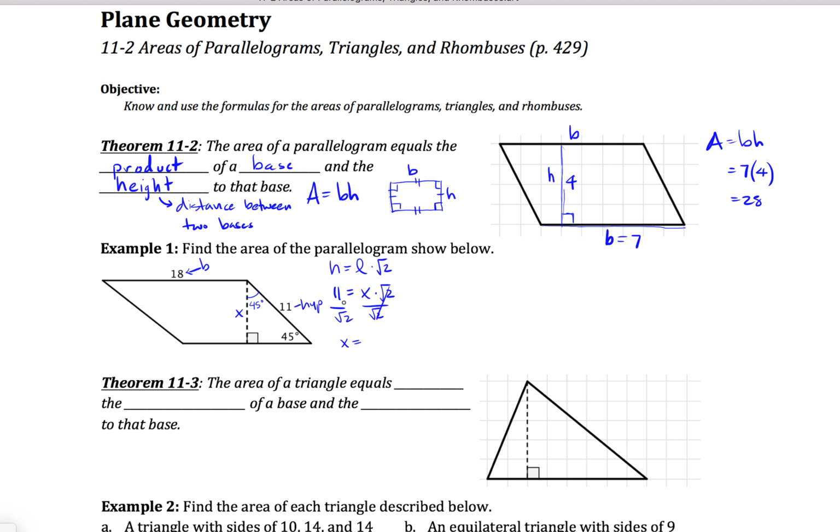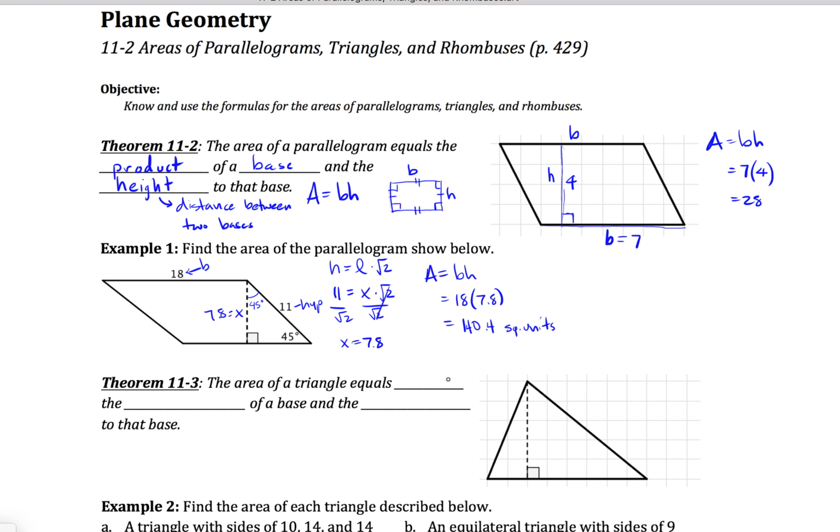Probably need to grab a calculator and do 11 divided by square root 2, but it should give me about 7.8 when I round it off. So now I know this measurement is about a 7.8. So if I want to do the area of this parallelogram, I'm going to take 18 times 7.8, and that gives me about 140.4 square units. If I wanted to be real proper and precise, I would put that unit on there. So this is a parallelogram with an area of about 140.4 square units.